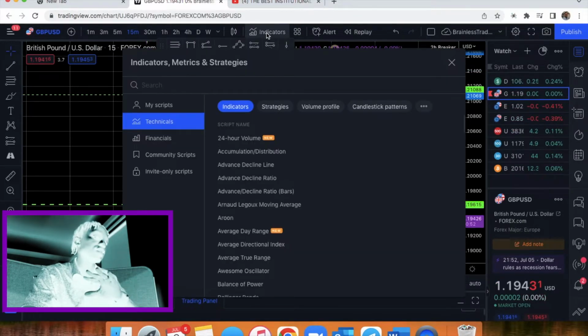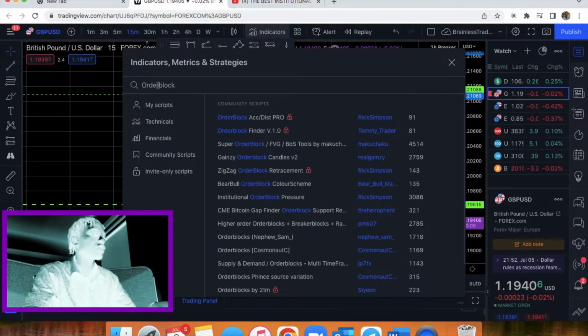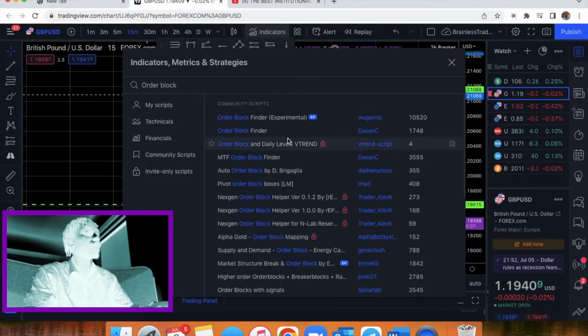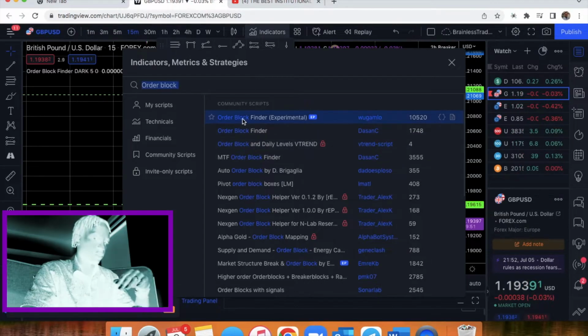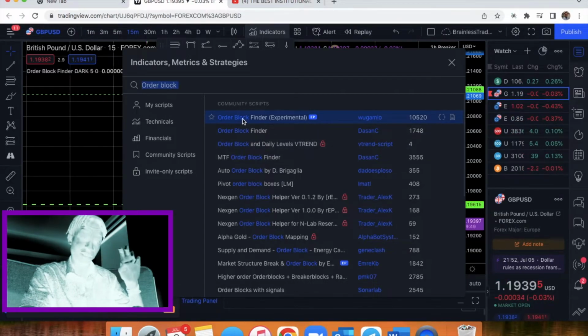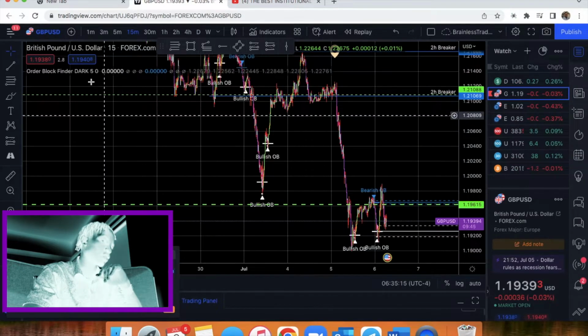I don't use no indicators, right? I don't use any indicators at all, but if you're going to use indicators, this is where you go to find them. Order block, not order block. It's Order Block Finder, experimental by Wu Galimbalum. So obviously there's going to be a difference between different people's definition of order block, which is why I'm doing this video. So I got it added to my chart.